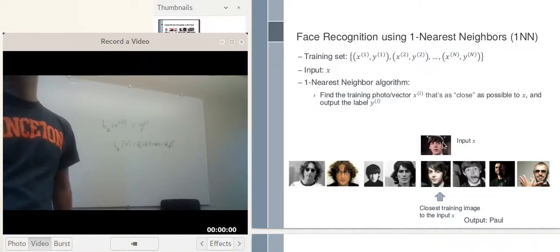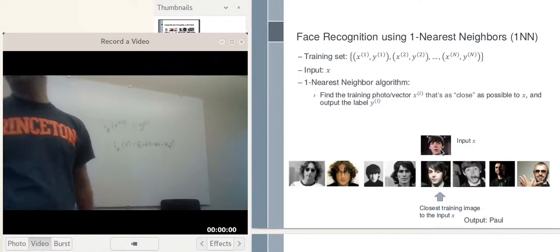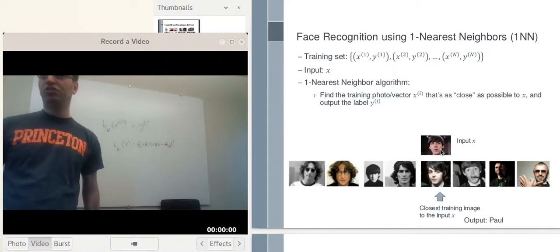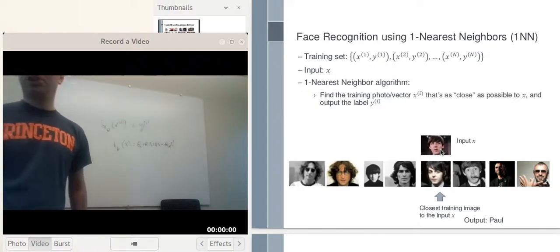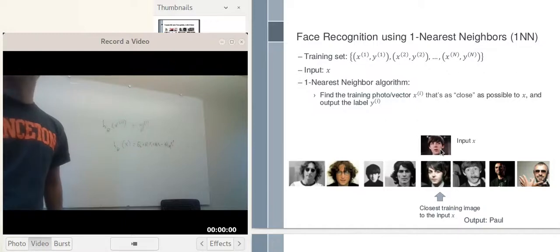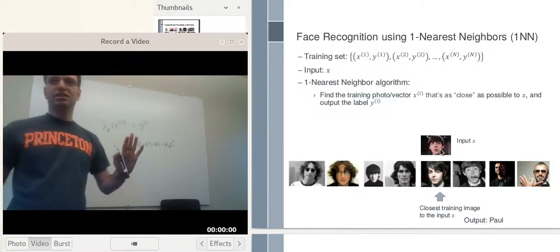So what we'll do is we'll simply compare this input to this image and the input to this image and so on, and I'll find the image in the training set that's the most similar to the input. So for example, if this turns out to be the most similar image to the input image from the training set, then we'll just look up, well, who is it? This is Paul, so we'll say, okay, this is Paul. It might not be obvious from just those pictures, but this is indeed Paul McCartney of the Beatles, right? So that seems pretty simple.